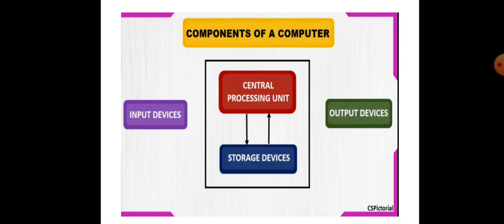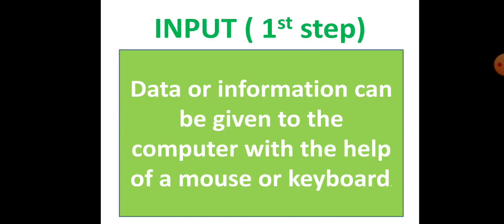So, like a computer, our body also works in 3 steps. And today we are just revising it. You have already learned. Input is the first step. Data or information can be given to the computer with the help of a mouse or keyboard. So when you're working on a computer, first you have to give the data or information to the computer with the help of a mouse or keyboard.